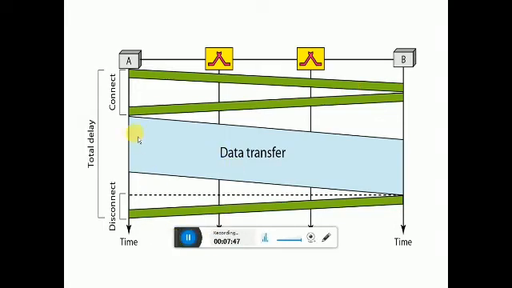Even though the efficiency of this type of switching circuit is low, still when it comes to the delay that is experienced by data, it will be very minimal in this type of case, because the resources are already reserved well in advance for the data transfer purpose.